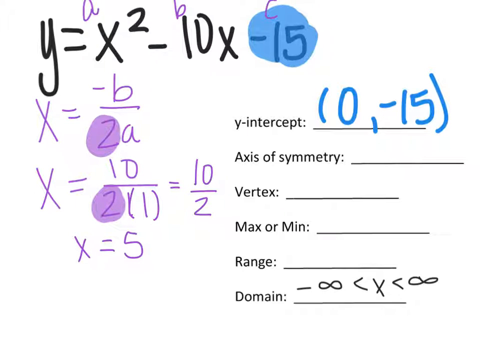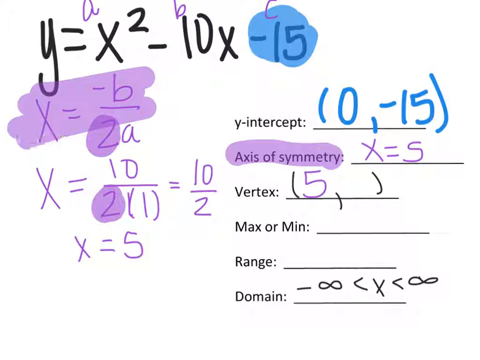So this gives me a couple of things. The first thing it gives me is my axis of symmetry, which is x equals 5. The second thing it gives me is half of my vertex. My vertex is an ordered pair, and this gives me the x value of my vertex. So I have found two things right now. I have figured out my axis of symmetry by using this formula, and I have figured out half of my vertex. So now I've got to find the other half of the vertex.